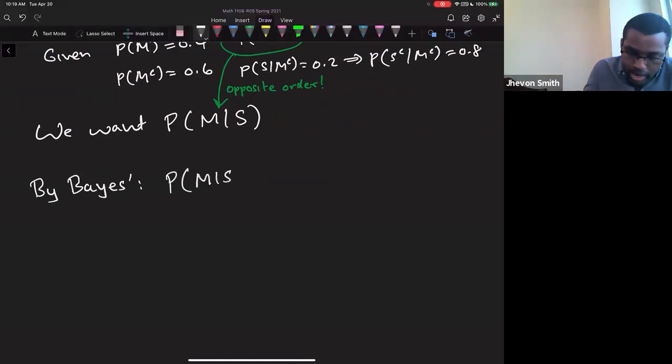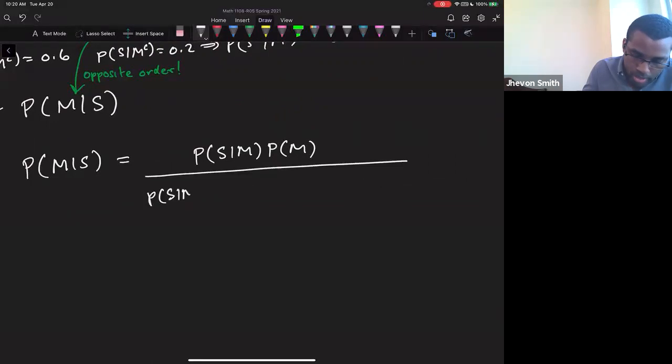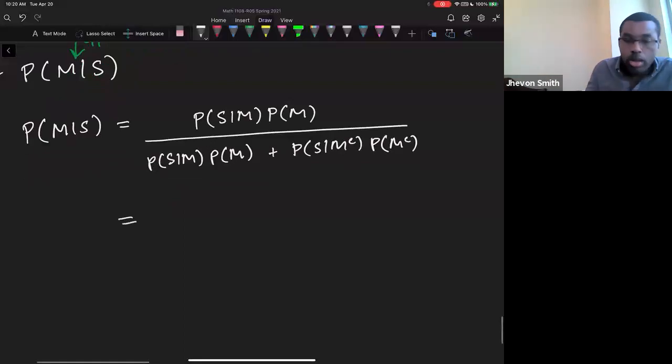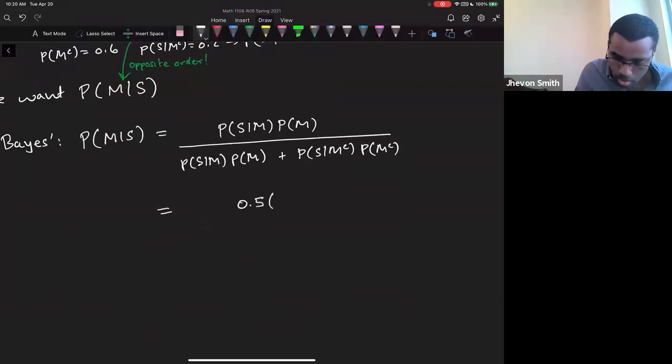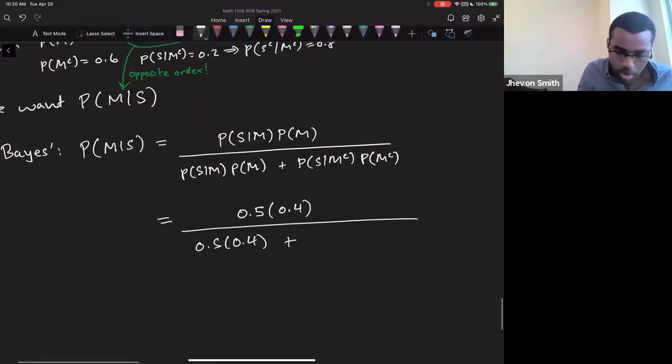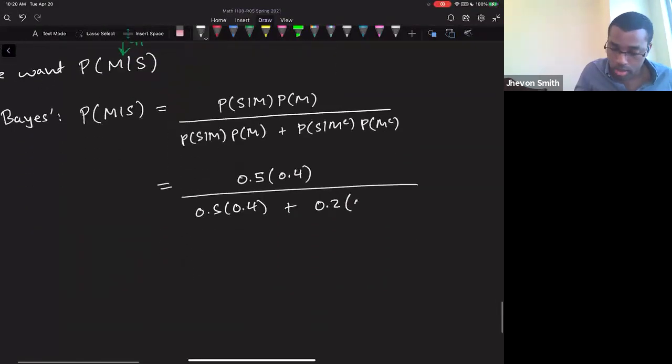The probability of M given S, well, that's going to be the probability of S given M times the probability of M, over the same probability of S given M times the probability of M plus the probability of S given M complement times the probability of M complement. Now we can go in and plug in all these numbers. So the probability of S given M is 0.5. Probability of M was 0.4. That's going to be the same, 0.5 times 0.4 plus probability of S given M complement is 0.2 times probability of M complement is 0.6.